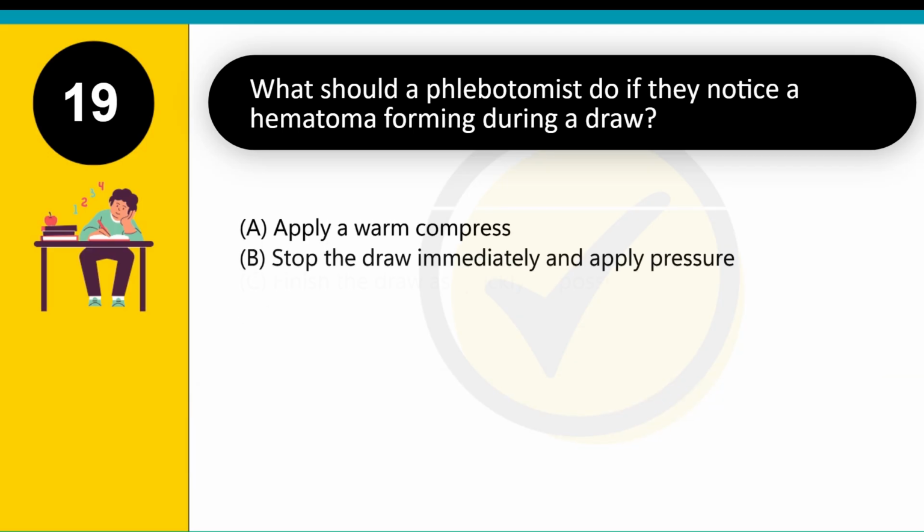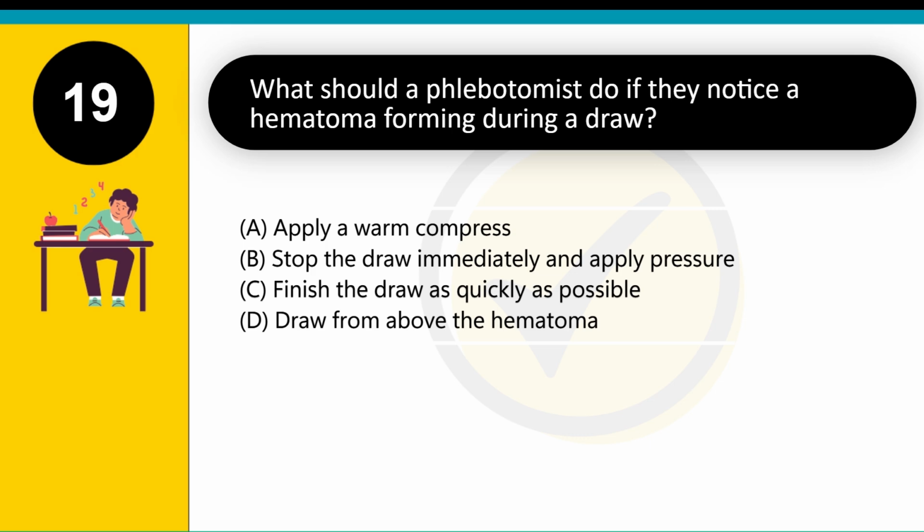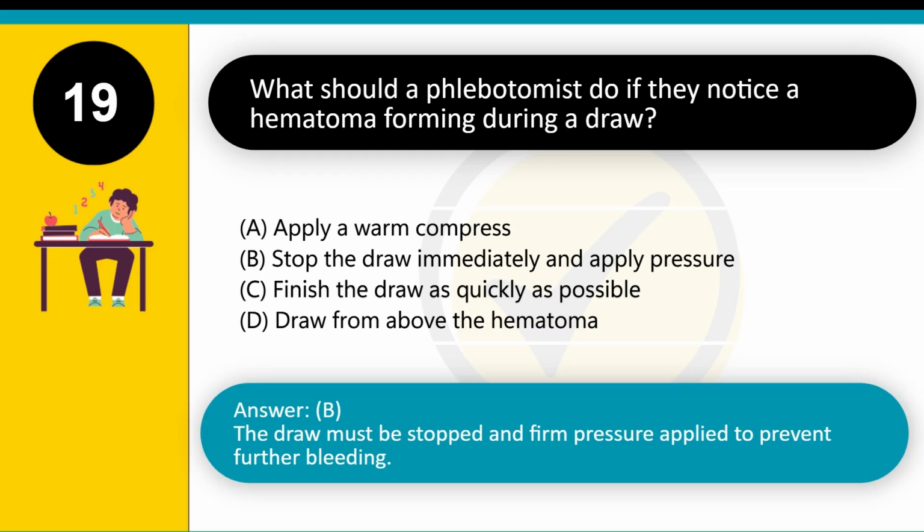What should a phlebotomist do if they notice a hematoma forming during a draw? A. Apply a warm compress. B. Stop the draw immediately and apply pressure. C. Finish the draw as quickly as possible. D. Draw from above the hematoma. Answer B. The draw must be stopped and firm pressure applied to prevent further bleeding.